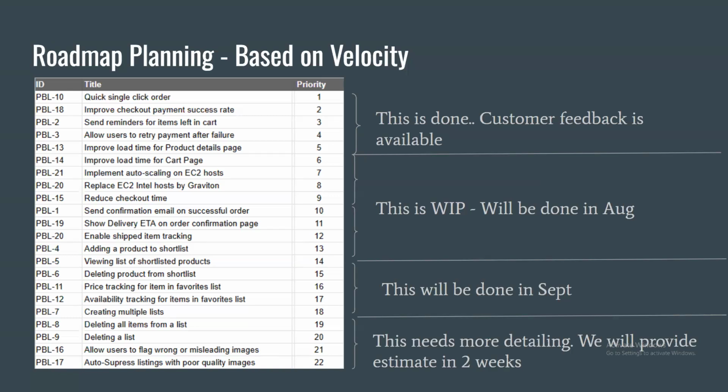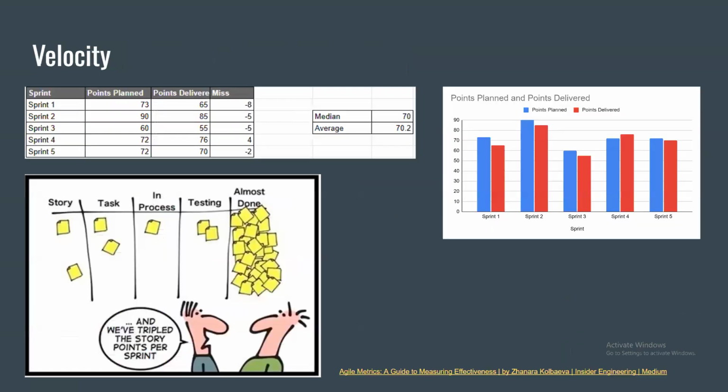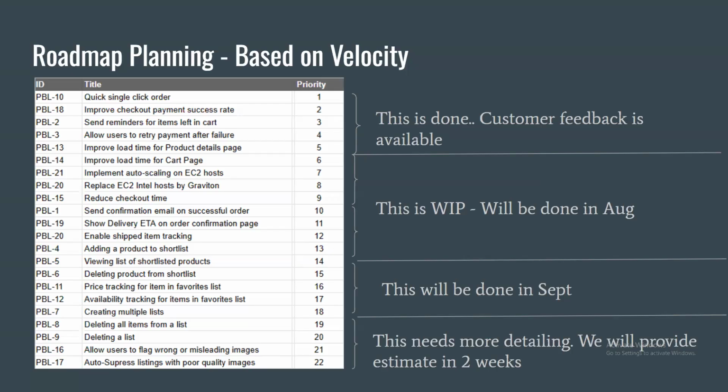So the velocity is the median number of points that we have delivered in previous sprints, and with it we are able to get some estimate. You can also add your confidence level: okay, we will be done in August and our confidence level is 90%, because we have pretty much broken down these things into detail. The one in September, maybe we have 70% confidence because there are certain unknowns.